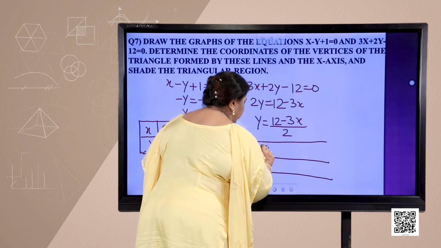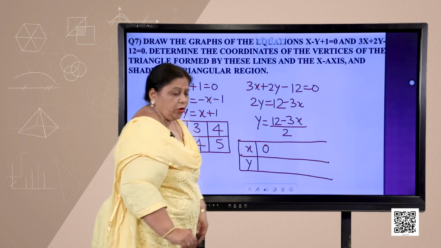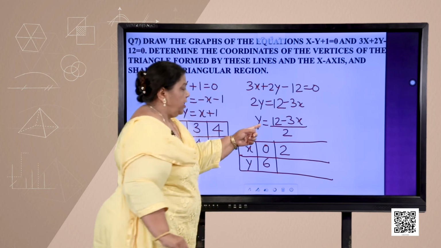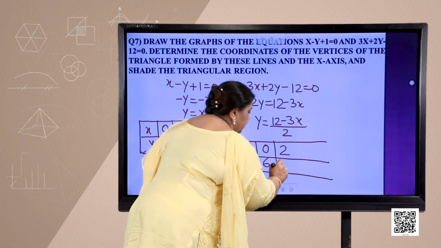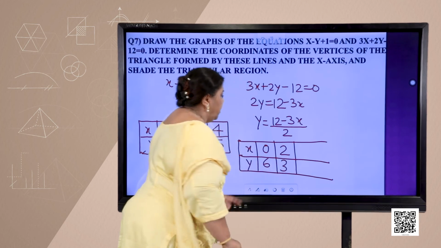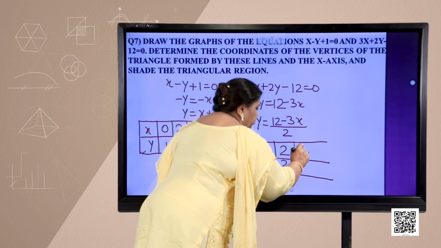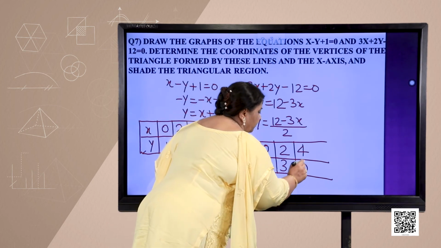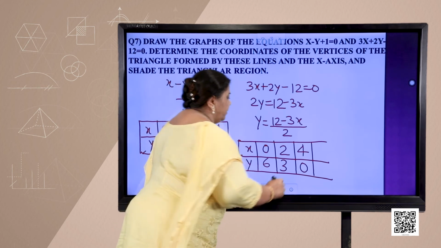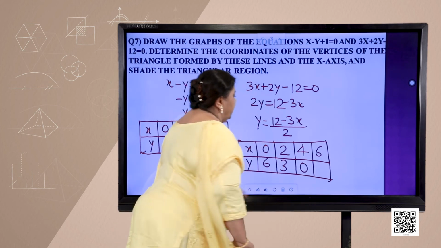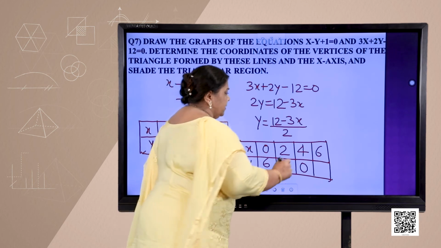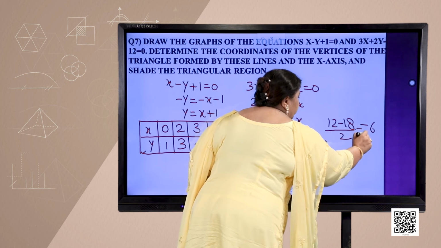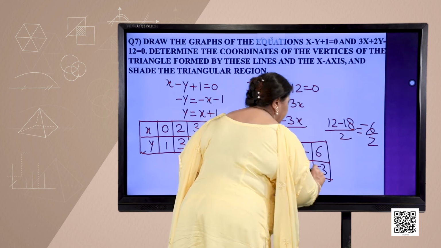In this case, if I take x is equal to 0, what do I get? 12 upon 2 is 6. If I take 2, 12 minus 6 is 6 upon 2 is 3. And what is the next point? Let me take 4. It looks very simple. 12 minus 12 is 0. One more point we can take. Let me take 6. And what is 12 minus 18? It gives me minus 6 upon 2, that is minus 3.